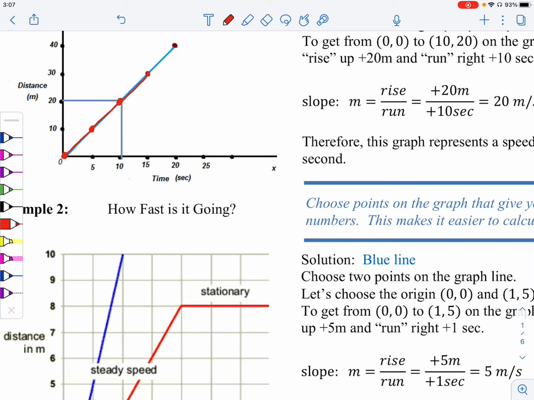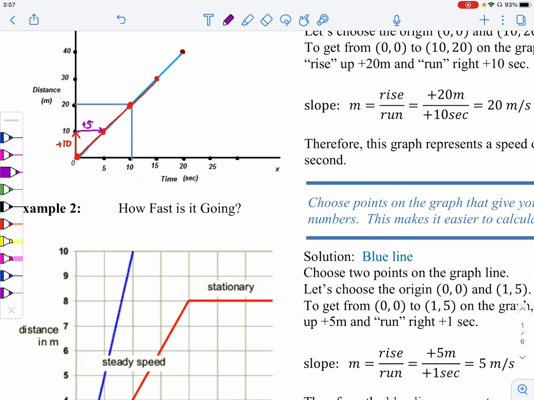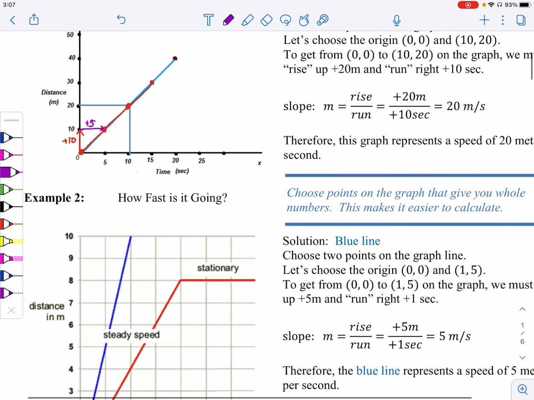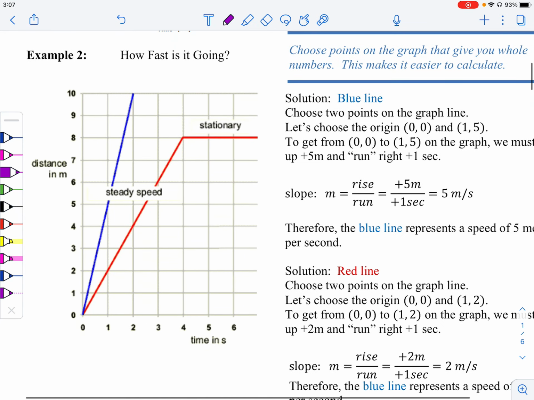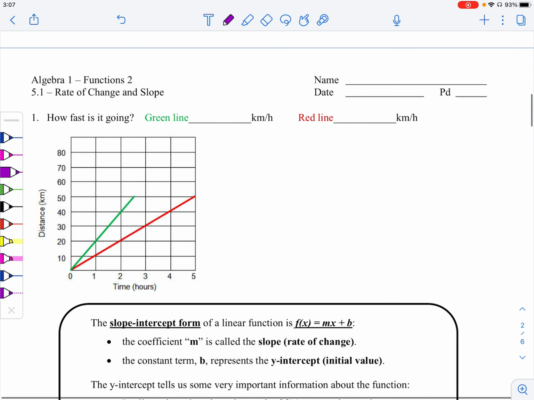So you can tell your rise over run. Rise is up and down. So this one goes up 10, so this is plus 10. And then the run, or right and left, is 5, plus 5. So rise over run would give you 10 over 5, or 2, so 2 meters per second.